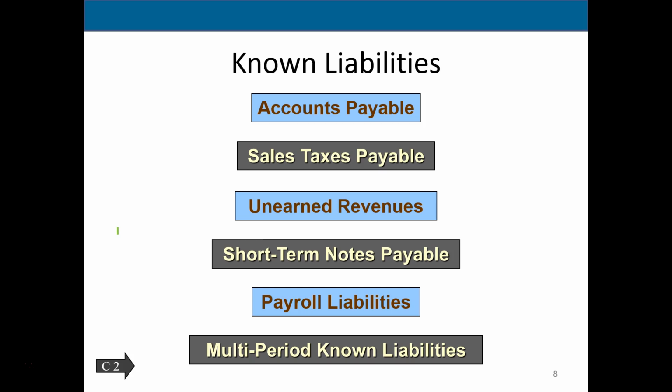I know when the payroll is, I know who I owe, I know who worked, I know when we're going to pay them. Sales taxes, we know how much sales we made, we've got to pay it within a month or two of the sale. We know that the unearned revenue means we collected revenue, but we haven't done the work. In that case, we owe the work, not necessarily the cash. Short-term notes payable, usually there's a contract on it. We know what's going to happen there. Payroll liabilities, once again, we know who we paid and what we owe. And multi-period known liabilities is long-term liabilities that may have a short-term and long-term piece to them, which we'll talk about in a second.